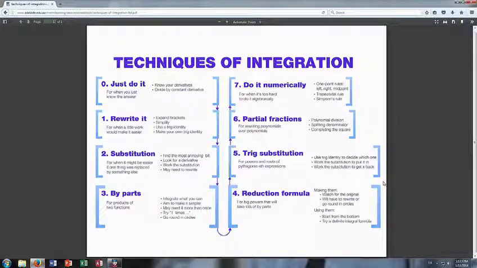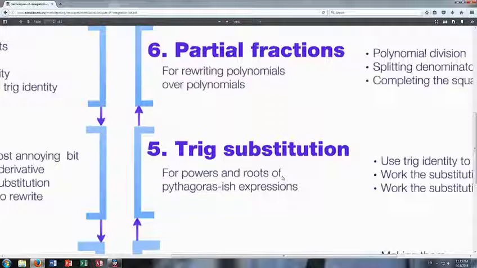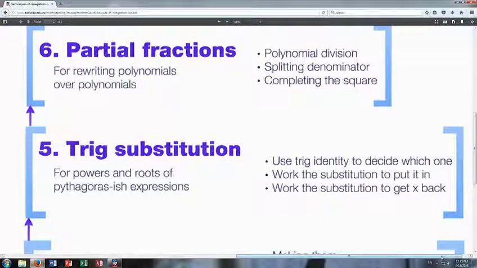Now I can actually talk about trig substitution. If we zoom in on this, it says that trig substitution is for powers and roots of Pythagoras-ish expressions. There are 3 pieces of advice to go with that. Use a trig identity to decide which one to do. Work the substitution to put it in, and work the substitution to get x back, and I'll tell you what I mean by work the substitution as I do the examples. The key is that the ones on the right-hand side are for specific kinds of things, and there are flags in the function you're trying to integrate that tell you it seems like an idea to do it.